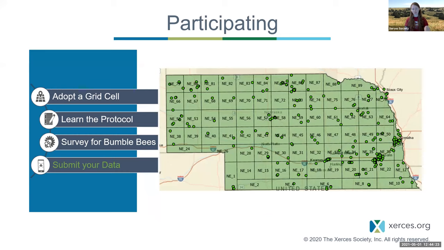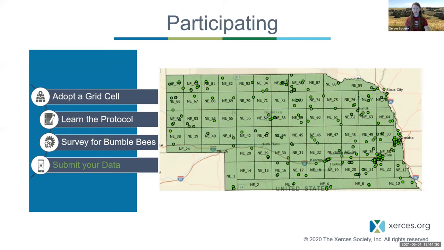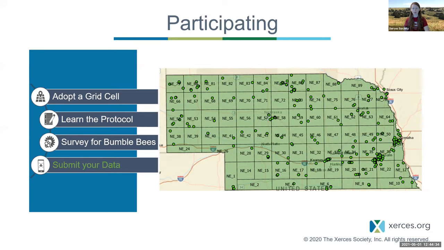Throughout the season between June and September, as people are going out conducting surveys and submitting data, you start to see more and more observations come in. All of these green dots were submissions that came in last year of where people went out and saw bumblebees.